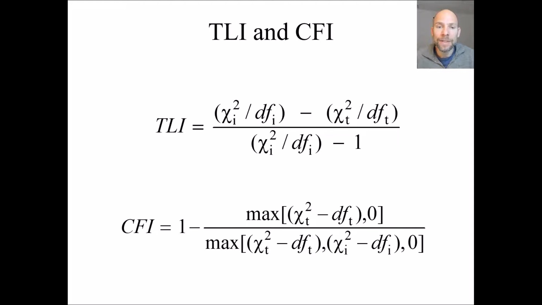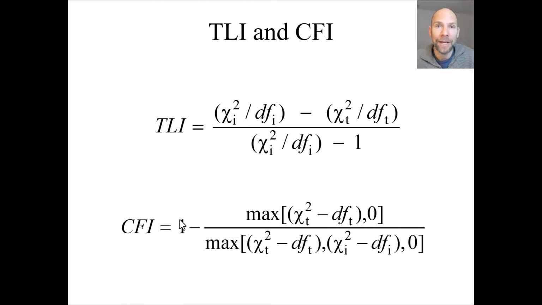The CFI uses a different formula, but the same basic idea of comparing our target model chi-square and degrees of freedom to the independence or baseline model chi-square and degrees of freedom. And so here you can see that in an ideal scenario, the difference between the chi-square value and the degrees of freedom would be 0 for the target model. That's to say, when the chi-square value is smaller than the degrees of freedom for the target model, that would be a good situation. So when our chi-square for the target model is really small, ideally really close to 0, then what is here in the numerator becomes 0, and then the index becomes 1. So that would be a great scenario.